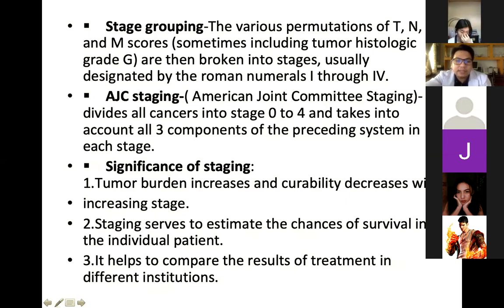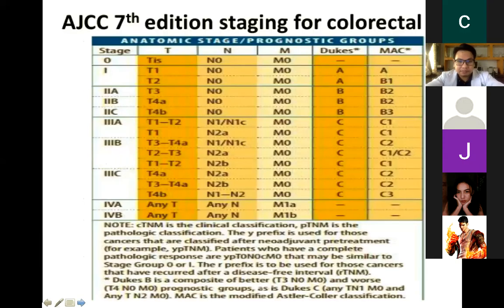So ano yung significance ng staging? Tumor burden increases and curability decreases with the increasing stage. Staging serves to estimate the chance of survival in the individual patient. And it helps to compare the results of the treatment in different institutions. So, yung staging class is universal.